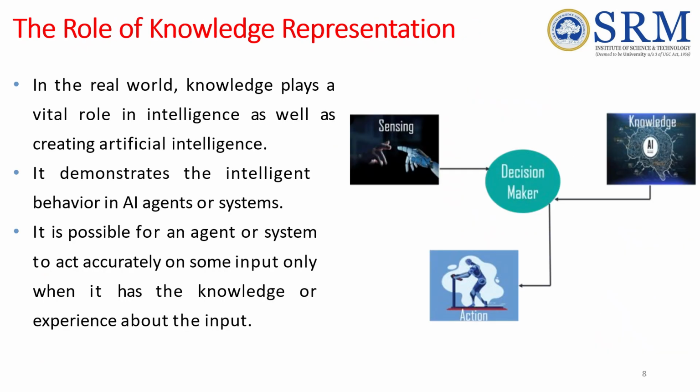What is the role of knowledge representation in the real world nowadays? This diagram shows an AI system using sensing, knowledge, decision making, and action to interact intelligently with the environment. First, there are three different types of blocks with the decision maker: sensing, knowledge, as well as action.